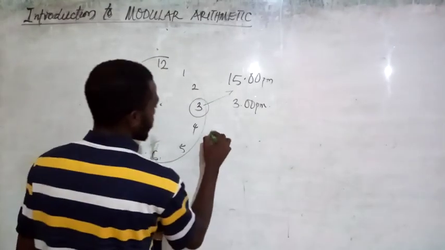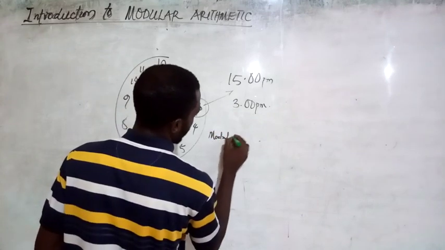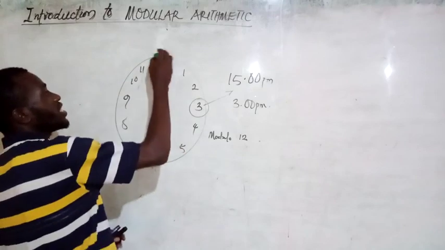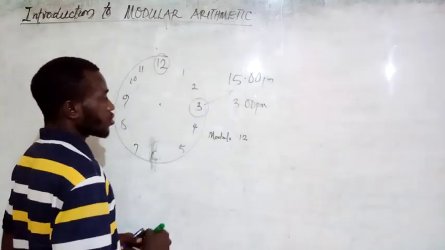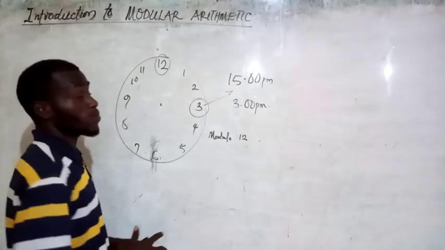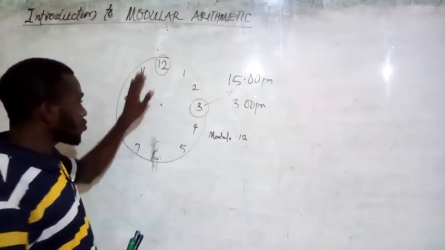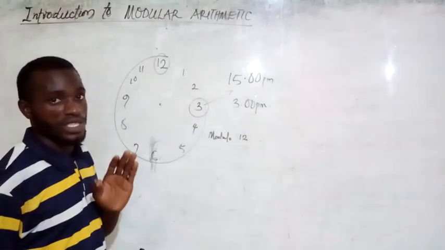Alright, so the wall clock is actually a very good example of modular arithmetic. Now, this is said to be modulo 12. Why? Because at 12, we always wrap up our counting. The only difference is that when we'll be dealing with questions on modular arithmetic here, we are going to be using this wall clock technique because it's a very simple technique.